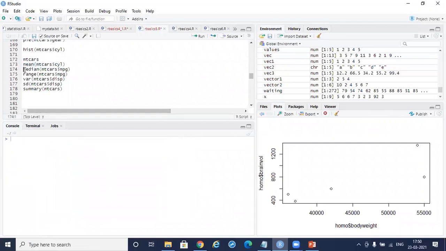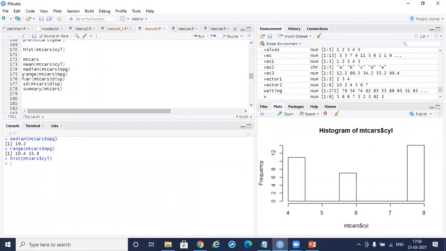Now I want to find out the median of mtcars$mpg. MPG is one of the columns there. Here 19.2 is the median. I want to find out the range of the MPG column, mtcars$mpg. It shows the minimum is 10.4 and the maximum is 33.9. What is the variance of mtcars displacement? It is showing here.